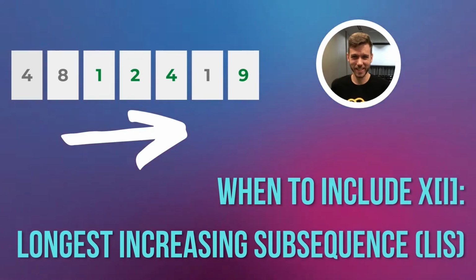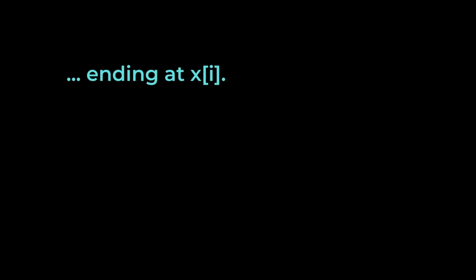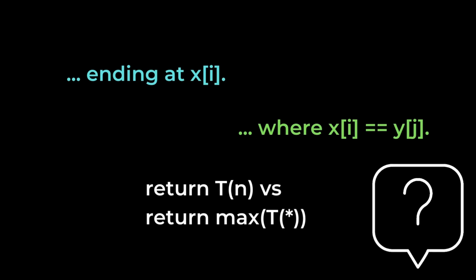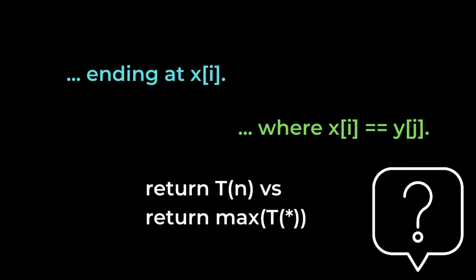Some dynamic programming subproblems use constraints like including the last element, or checking that xi is equal to yj. These same problems usually require taking the max over the table, rather than just using the last entry in the table. So a common question students have is when the subproblems need to be including the last element, and when you're going to need to take the max over the table, rather than simply using the last entry.